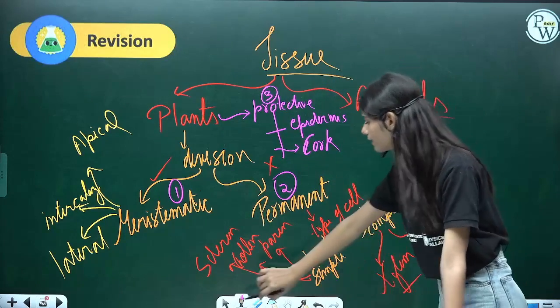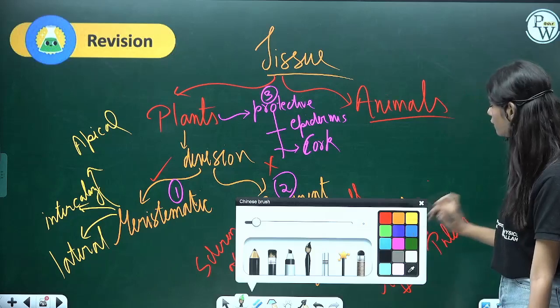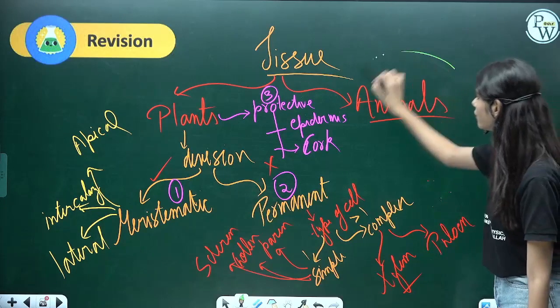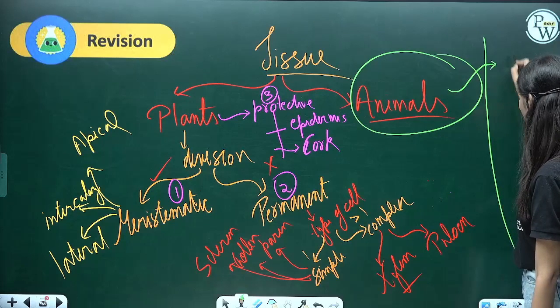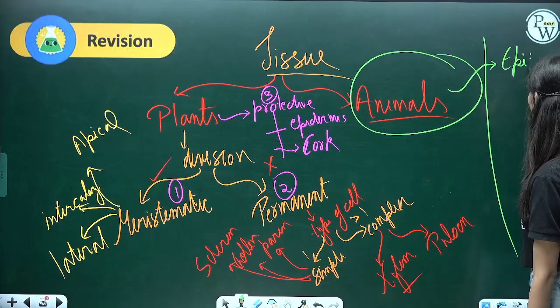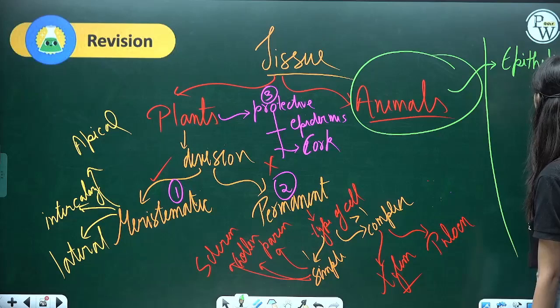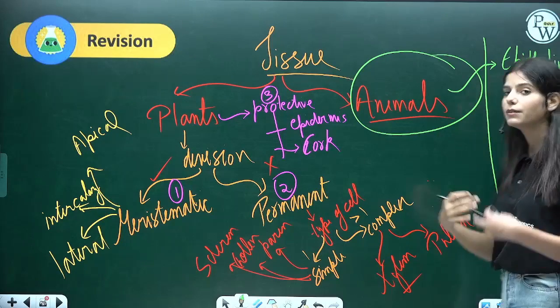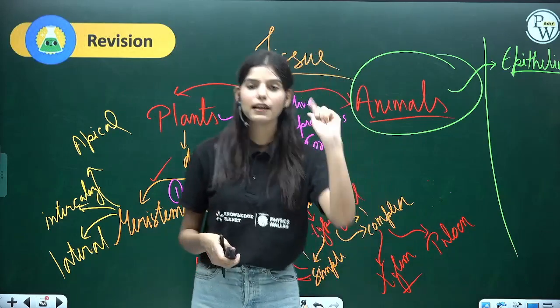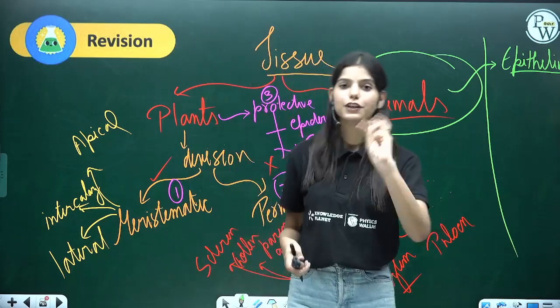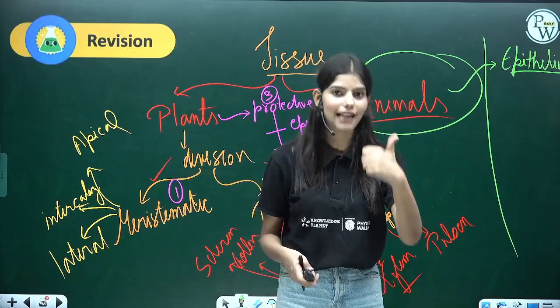Okay, now let's talk about in case of animals what are the various types of tissue. So in case of animals, we learned about the epithelium, and we learned that epithelium is of 5 types, right? What are the 5 types of epithelium? We have the squamous, we have the stratified squamous, cuboidal, columnar, and the glandular, right?